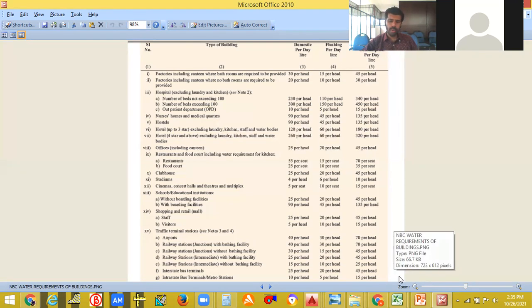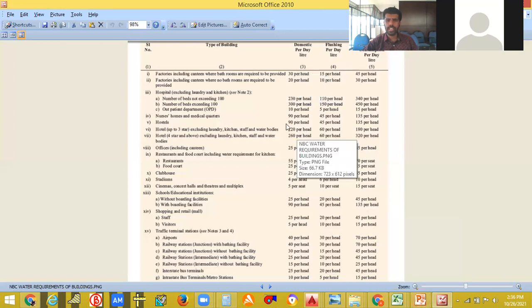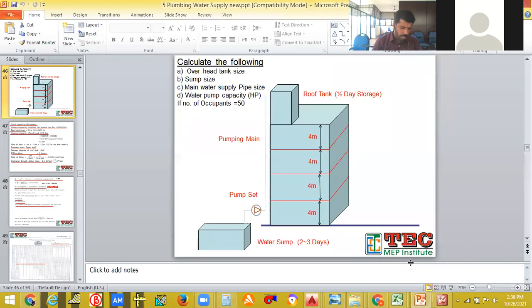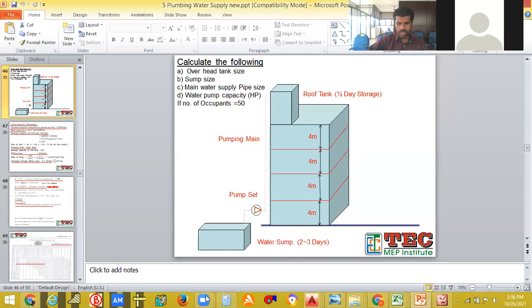So here we can do a problem, and we can just assume that for domestic we can take around 100 liter per head per day, or 100 liter per person. Okay, so we can do a question, and if you want to write that down, you can, that will be better for you. I will just share my screen, and we can do a question and finish today.